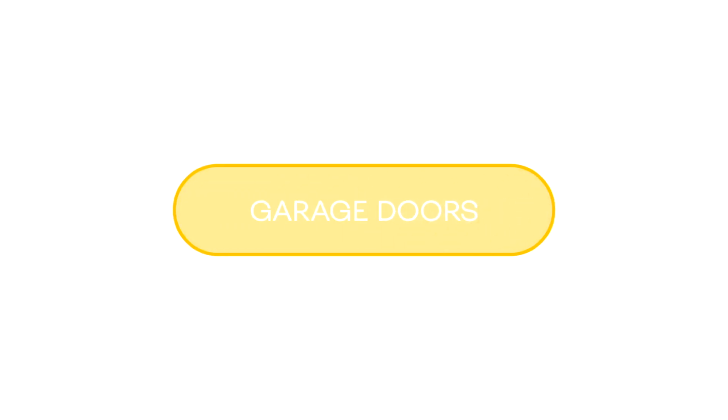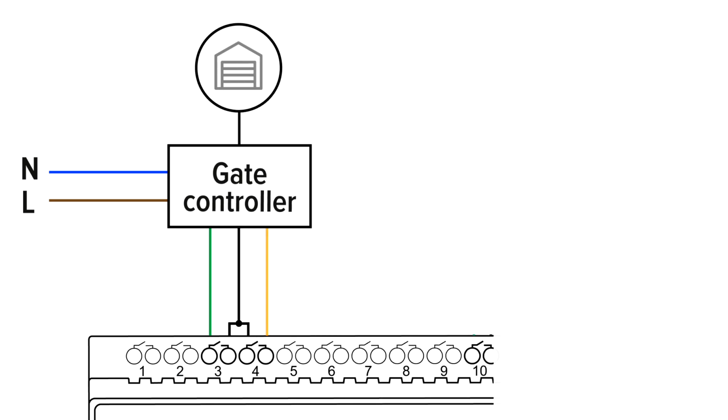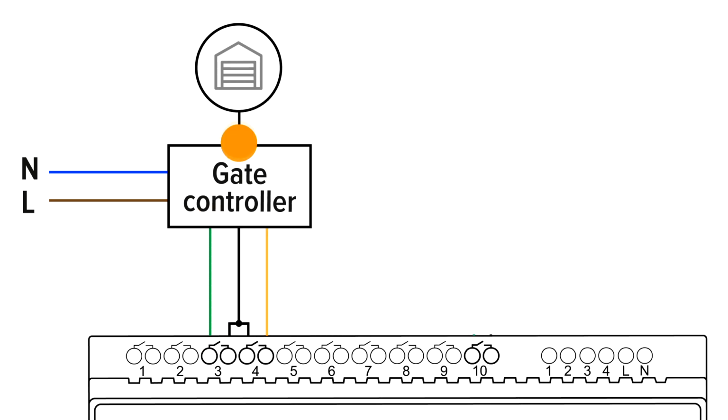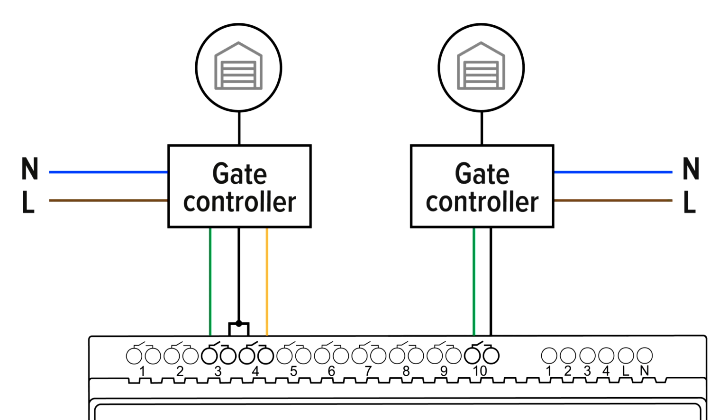Garage doors. Garage doors have their own controller, which typically allows the connection of one or two control buttons, using one or two relay channels accordingly. The channels are used as dry contacts, sending the controller the command to open or close. In the system, these channels are configured as single or double pole gates, respectively.